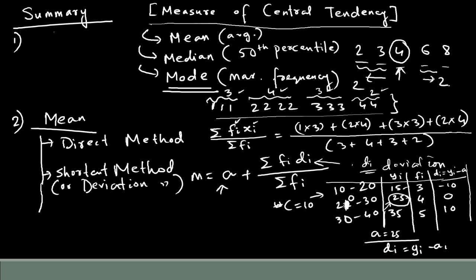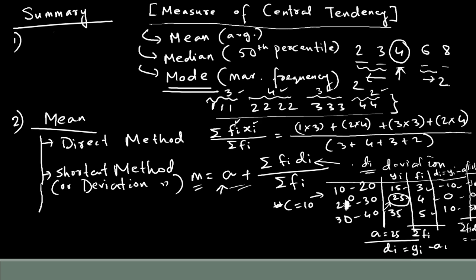This is your deviation, and then if you apply this formula, the denominator is summation fi and the numerator is summation fi di. So you have to do fi di in another column: multiply 3 with minus 10 and you get minus 30. Similarly 4 times 0 is 0, 5 times 10 is 50. You add this up, summation of fi di, and you get a number. So now if you put it back into this equation, summation of fi di divided by summation of fi plus a, you will get your mean.